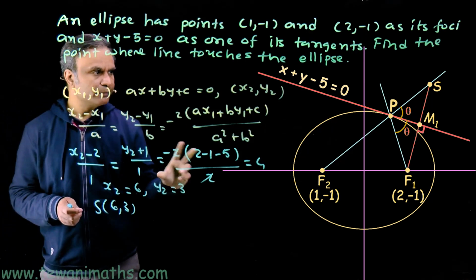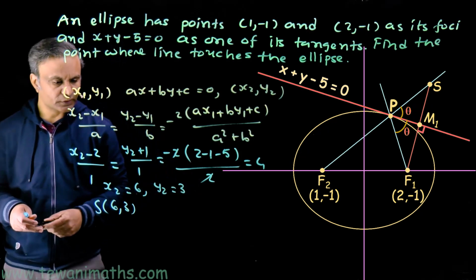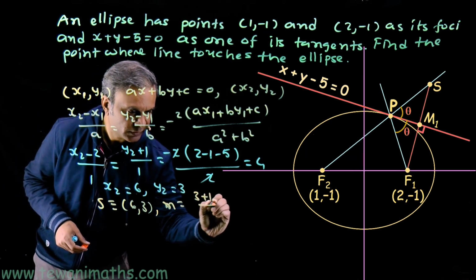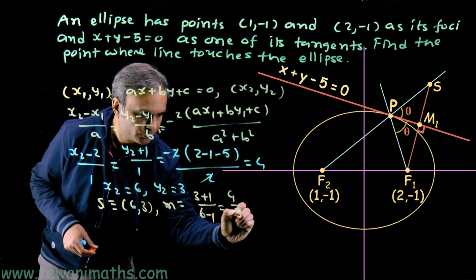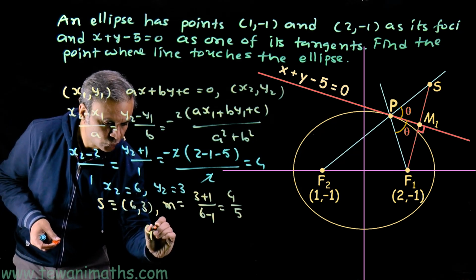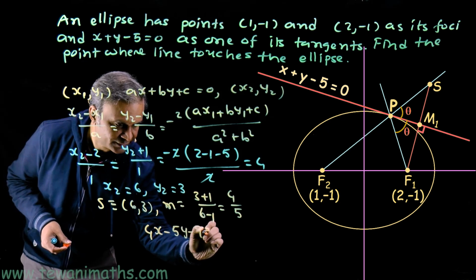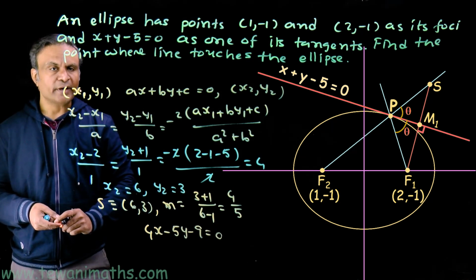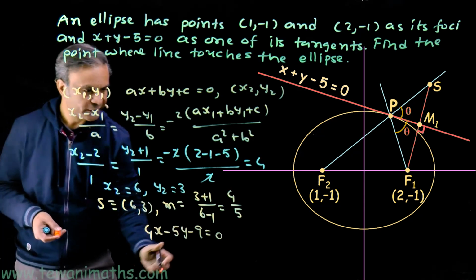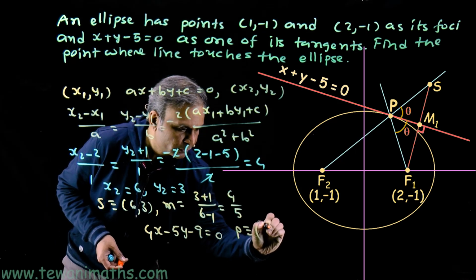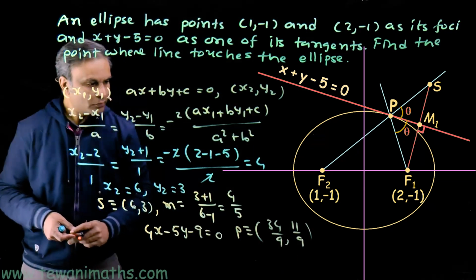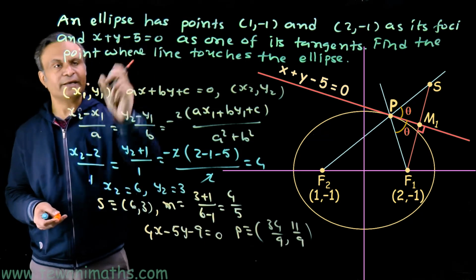Now we can get the equation of line PF2 or F2S. The slope of the line will be (3 plus 1) upon (6 minus 1), which is equal to 4 upon 5. So the equation of line F2S will be 4x - 5y - 9 = 0. Now point P is the point of intersection of these two lines. We solve these two equations and get the point of intersection as (34/9, 11/9). So we have the point of contact on the ellipse where this line touches the ellipse.